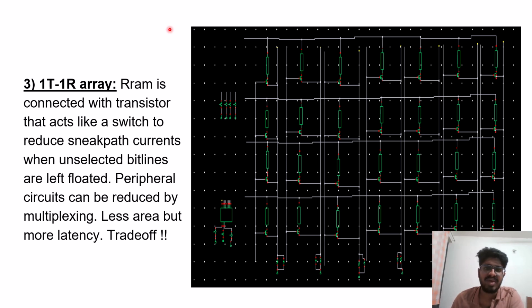So to reduce the impact of sneak path currents, a selector device can be used. Here, the transistor is used as a selector device. It can be made to work as a switch. This 1T1R configuration reduces the formation of sneak paths. So this configuration can result in multiplexing. We can access only one bit line at a time, but also reduce the sneak path currents. So we can reduce the area.